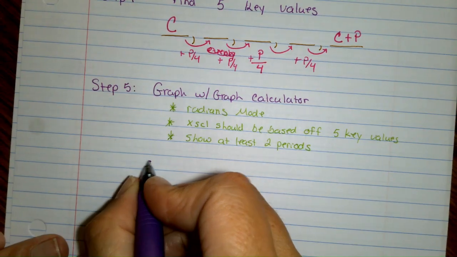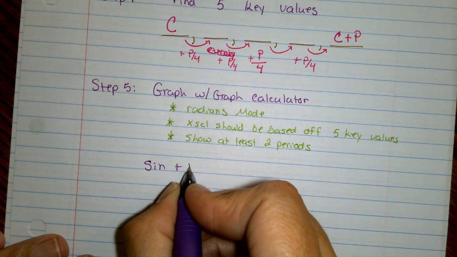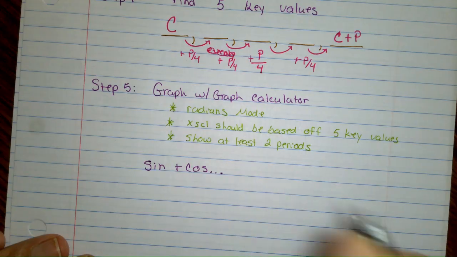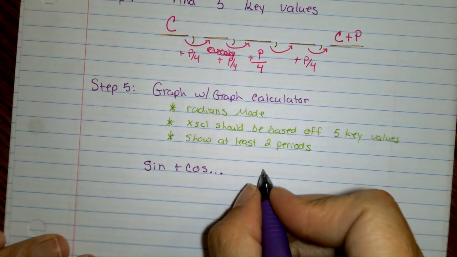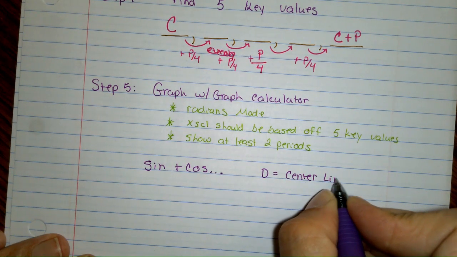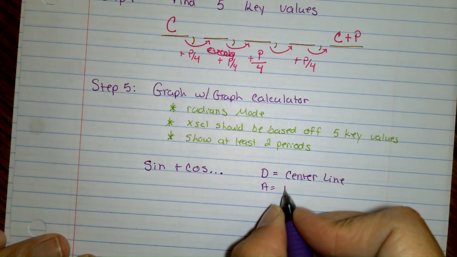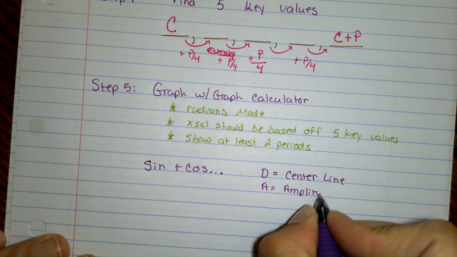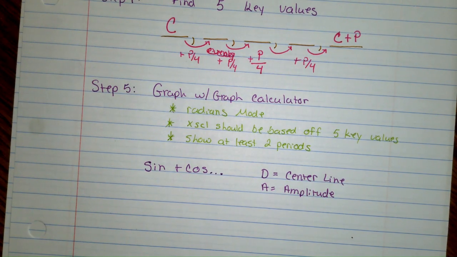Now, just an extra note for sine and cosine. D will be your center line, and A will be your amplitude. And I'll eventually explain why it only works there. Now, if you were to shift something 2 pi, well, that's to shift it a full circle. So you're really not shifting at all if you shift it 2 pi.